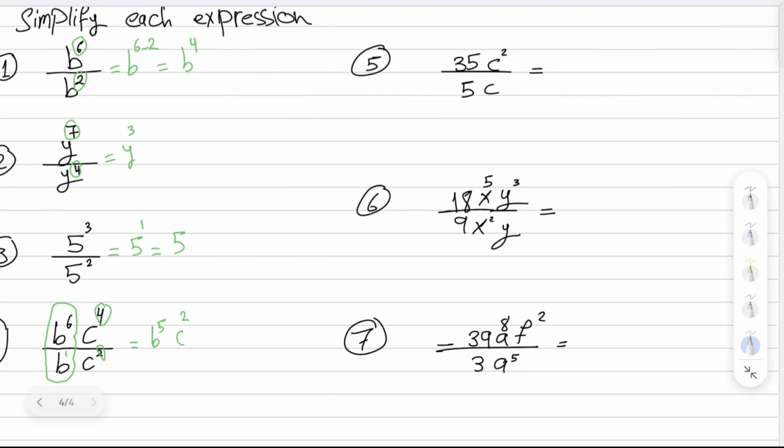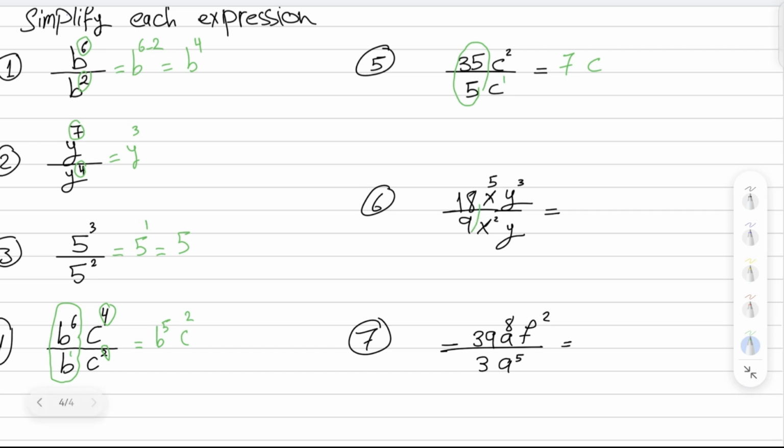For question number 5, we're going to divide the numbers first. 35 divided by 5 is 7. Let's go for c. 2 minus 1 is 1. So it's 7c. No need to write the 1. Next question. We have 18 divided by 9, which is equal to 2. Go for x. We have x raised to the fifth power divided by x squared. Common bases. So we can subtract the exponents. 5 minus 2 is 3.